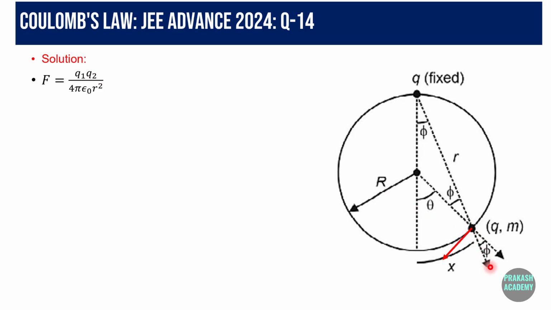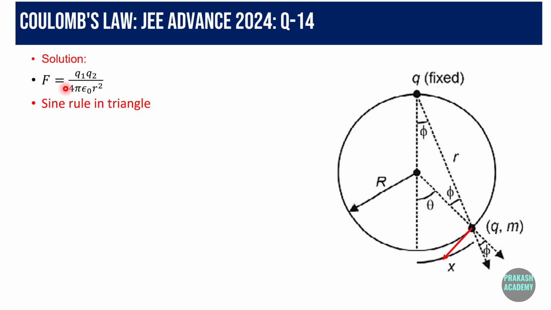This force will have two components, one component in this direction and another component in this direction. This force will be balanced by the normal reaction that is acting on this hoop, but this force in the tangential direction will try to make this bead move in this direction and do SHM. So this force is responsible for simple harmonic motion of the bead.